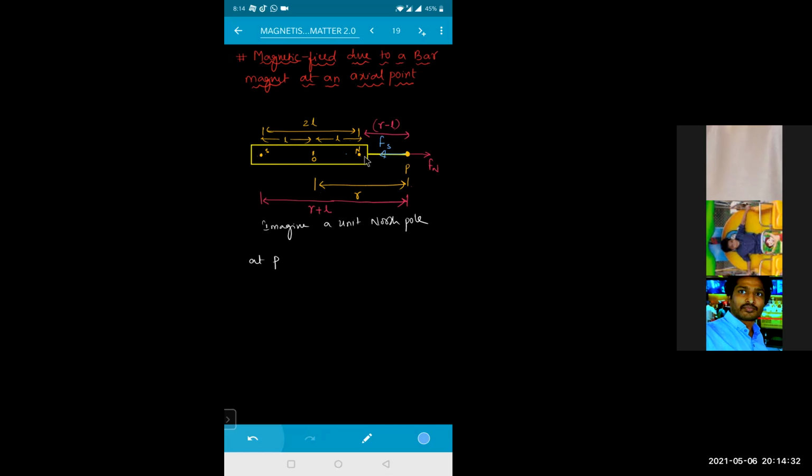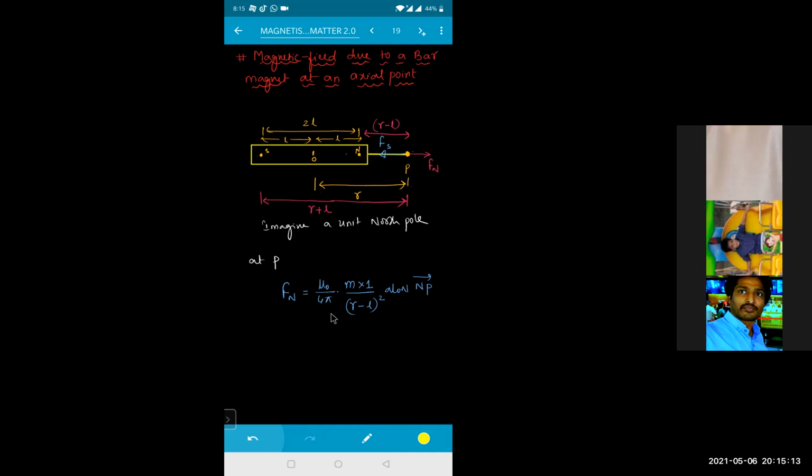Can I calculate the force between these two? The force due to the north pole, I can apply Coulomb's law right now. F_N will be equal to mu naught divided by 4 pi into the pole strength of this one, which is M, into the unit north pole, 1, divided by the distance between those two, which is (R minus L) whole square. This is along the direction N to P, the direction of north to south. Is it clear?